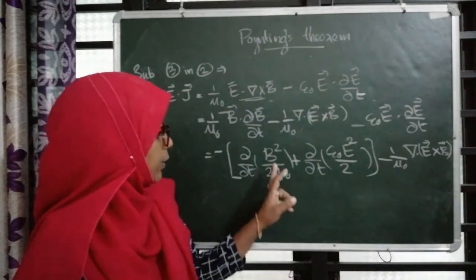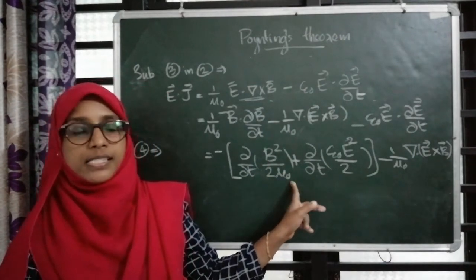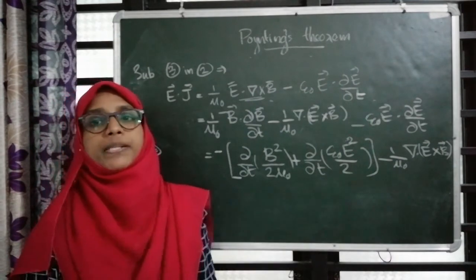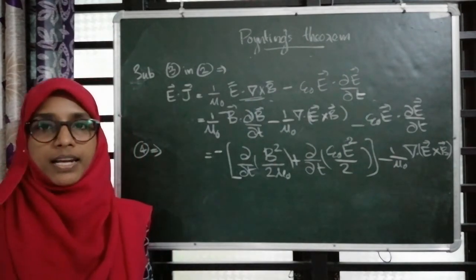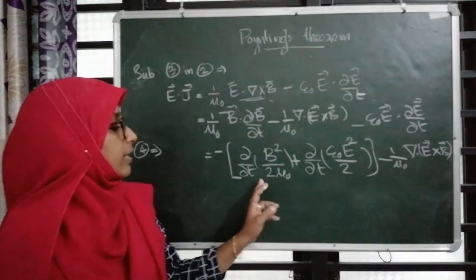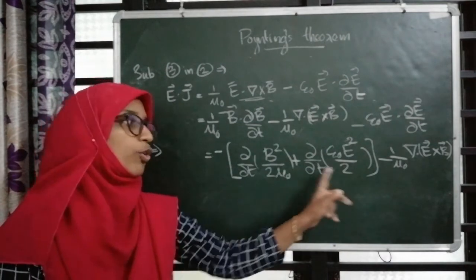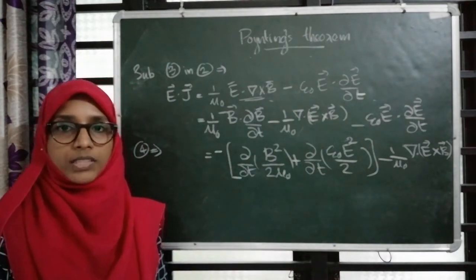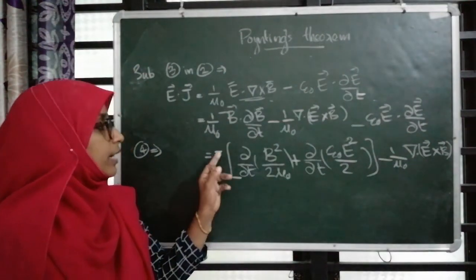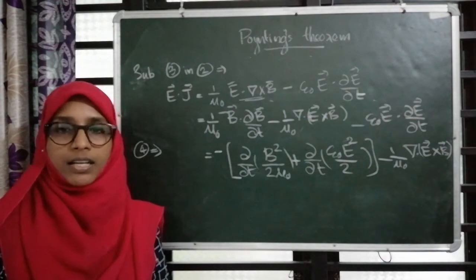Here in this equation, B squared by 2 mu 0 represents the energy density in a magnetic field. Epsilon 0 E squared by 2 represents the energy density in an electric field. Overall, these two terms represent the rate of change of energy stored in an electromagnetic field. And there is a negative sign, which implies the rate of decrease of energy stored in the electromagnetic field.